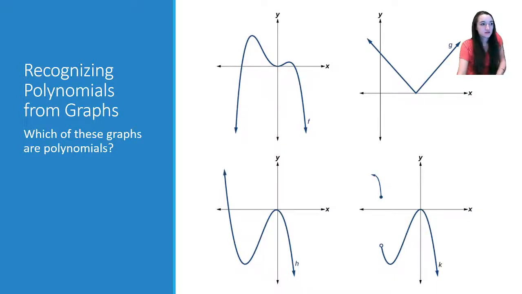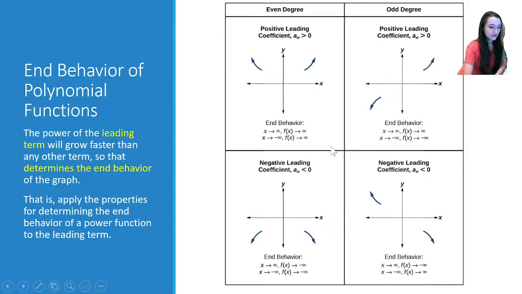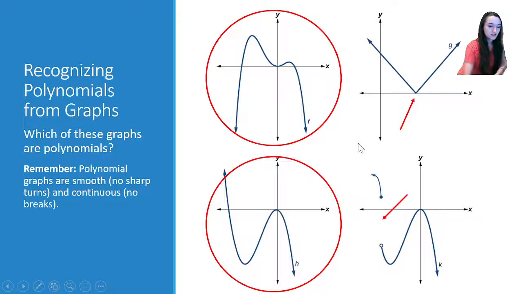Now looking at some graphs of possible polynomials, remember that polynomials are smooth and continuous. So we want to look for which graphs are smooth and continuous. Well, here we can see the two graphs on the left, they are these nice curvy structures, whereas the two graphs on the right, the one on the top, it's pointed. This is probably just an absolute value graph. It's not smooth, so not smooth.